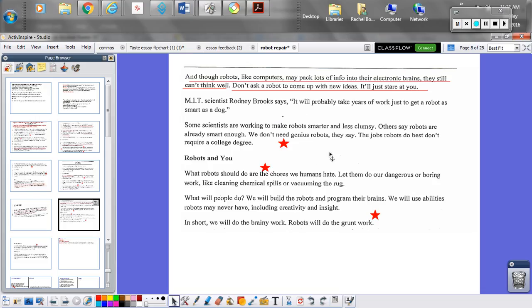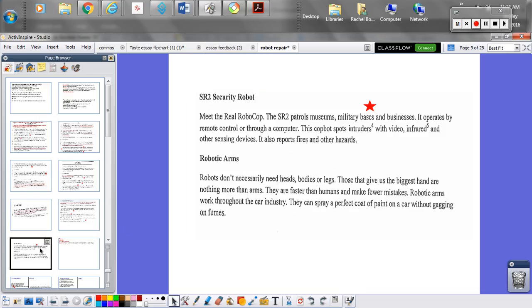And then I starred some further details of the other side. They could do chores that humans hate. They could do the grunt work. We don't need genius robots. Okay, just ones that can do some of the jobs. And finally, here I starred that robots work on military bases and other places for humans.